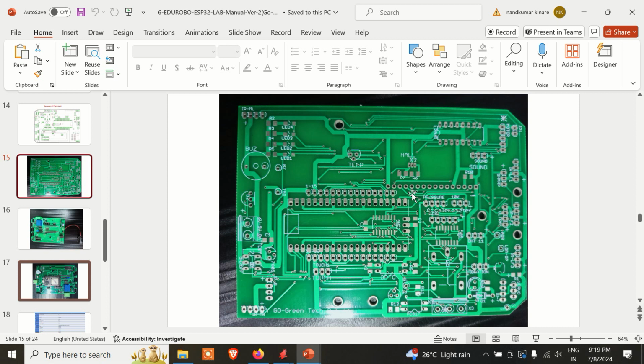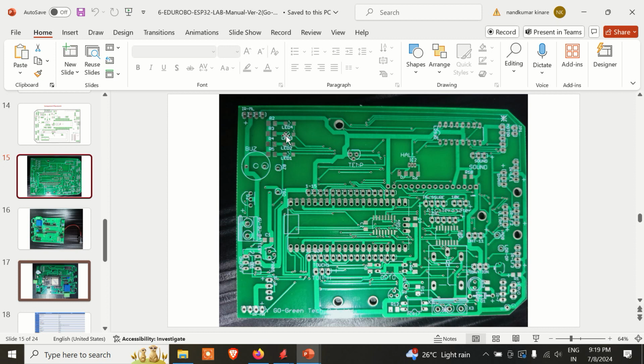So what is the top layer? Top layer, as you can see, means where the silk screen, the names of the components, are printed. That is called the top layer. And on the bottom layer, generally the silk screen won't be there. So components are mounted on the top side and soldered from the bottom side. However, SMD components, surface mounted devices, are soldered on the top side.